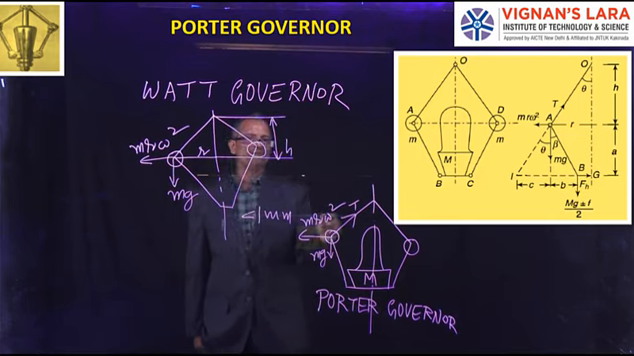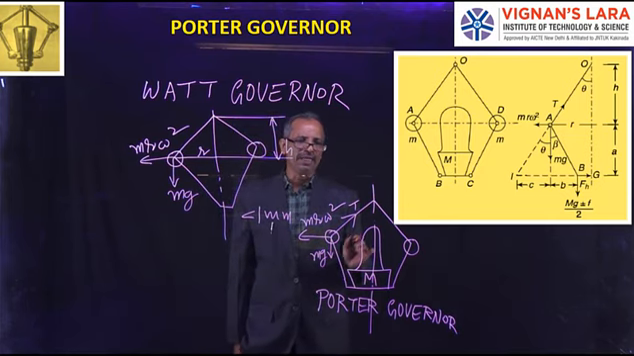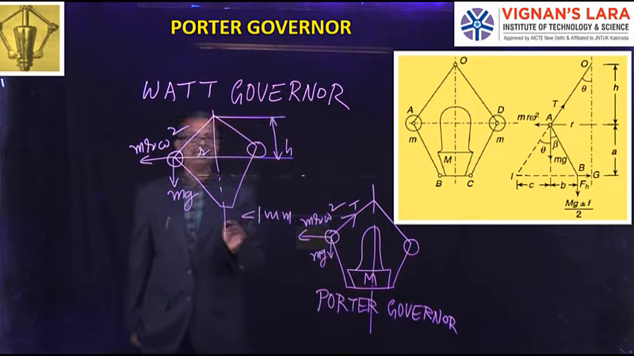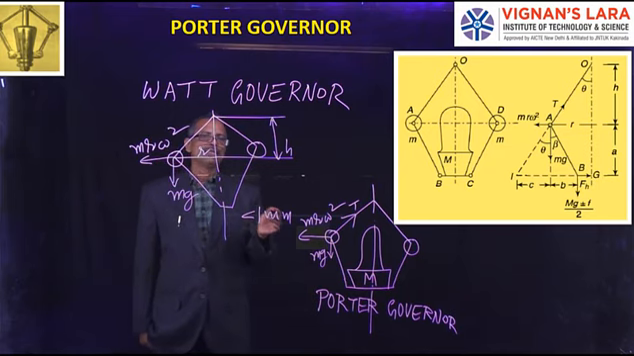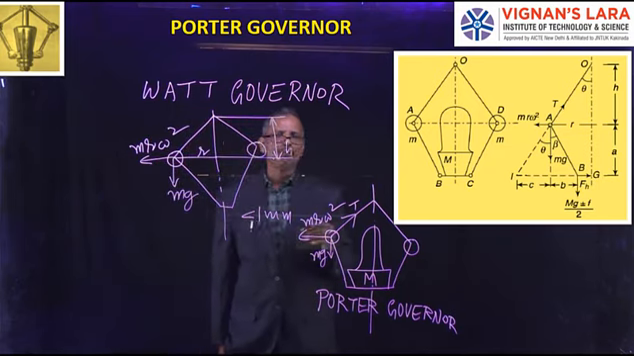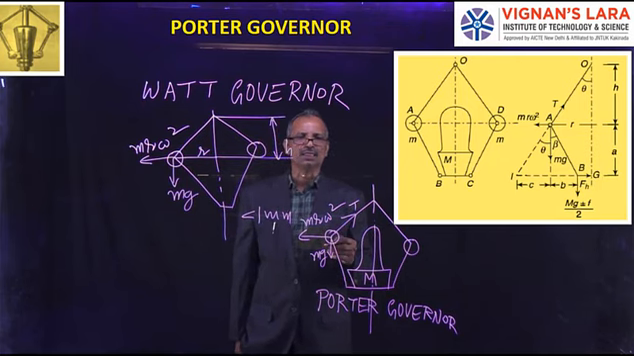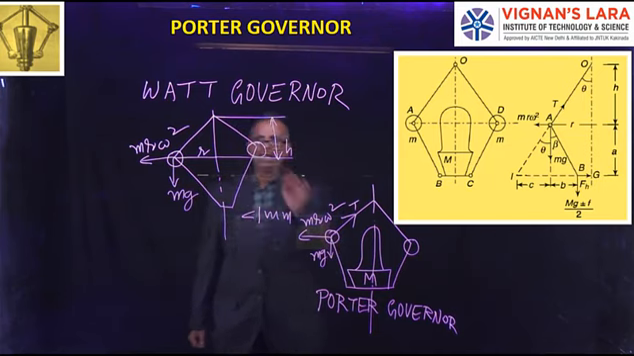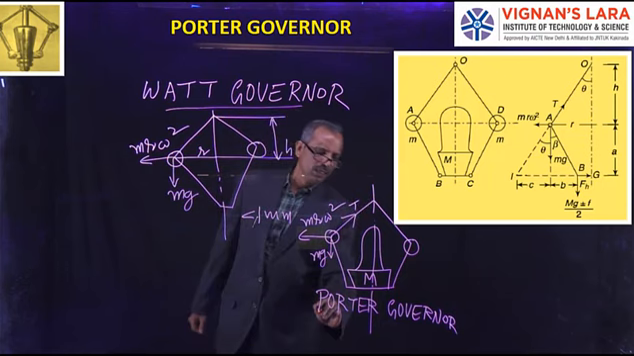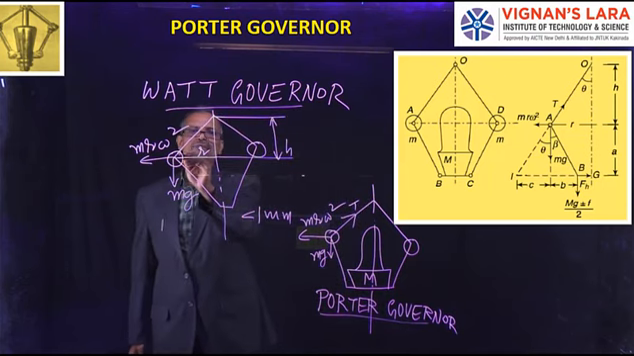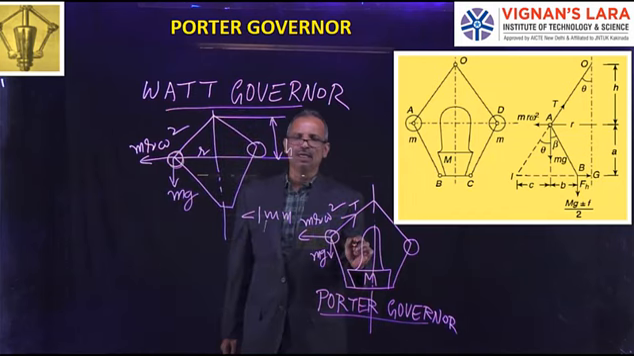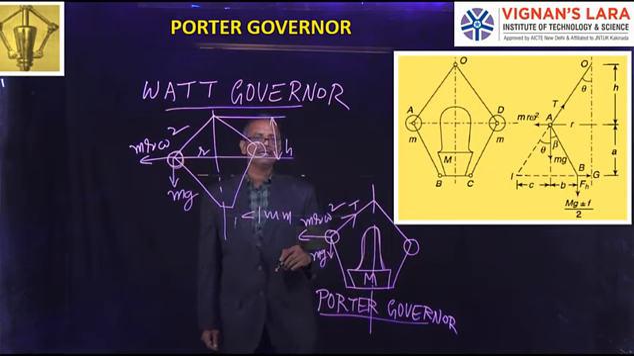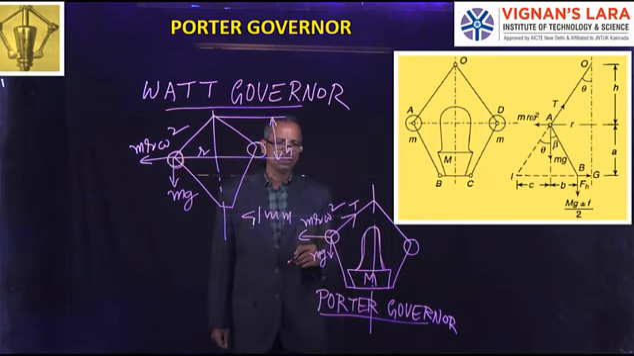We will draw a free body diagram and take an instantaneous center, and derive the necessary equation for various speeds in terms of the parameters R, A, B, C, theta and other things. That is the basic difference between a Watt governor and a Porter governor. In a Watt governor, only fly balls are added, and in a Porter governor, a sleeve mass at the center is also added. So we will see the analysis of this Porter governor.